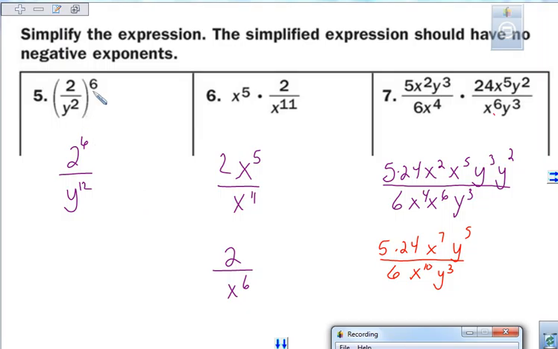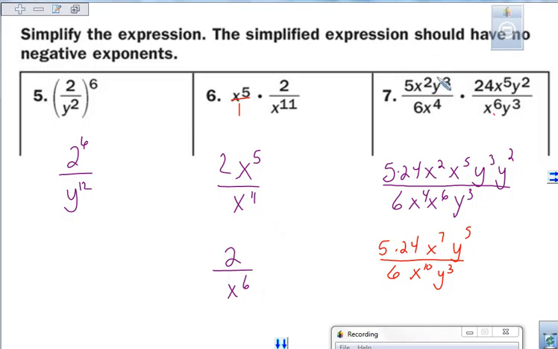So here we go. Number 5, 2 to the 6th, y squared to the 6th, 2 to the 6th, y to the 12th. Number 6, this is really over 1, so I get 2 times x to the 5th over x to the 11th, and then I can subtract, and the bigger number is in the bottom.